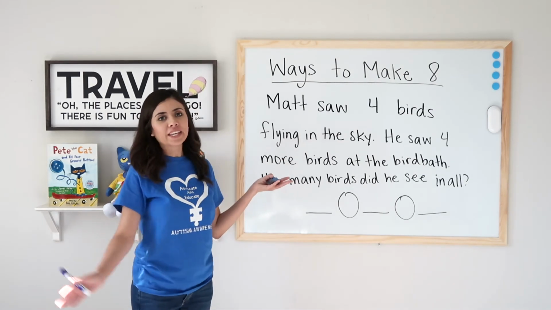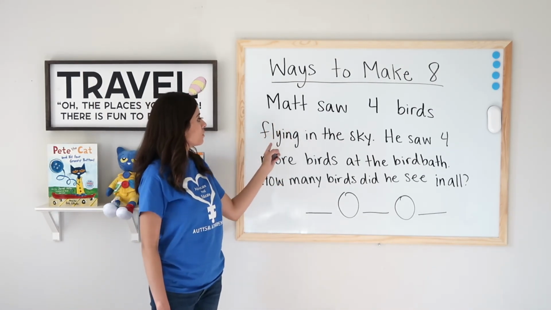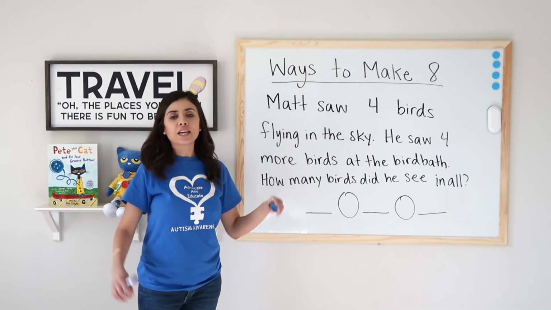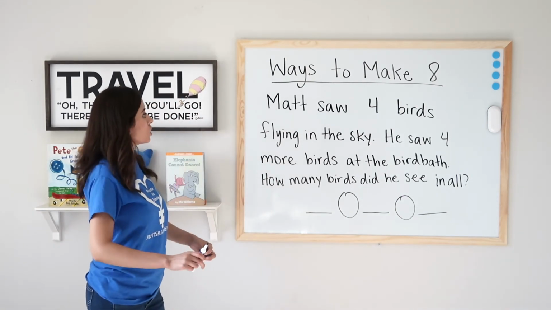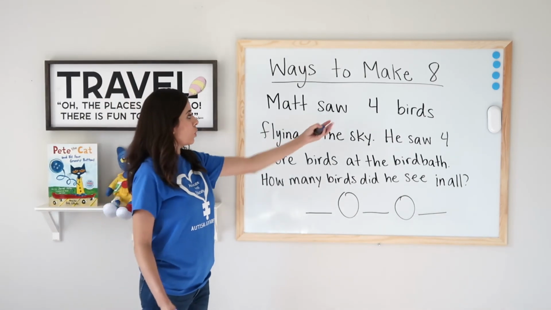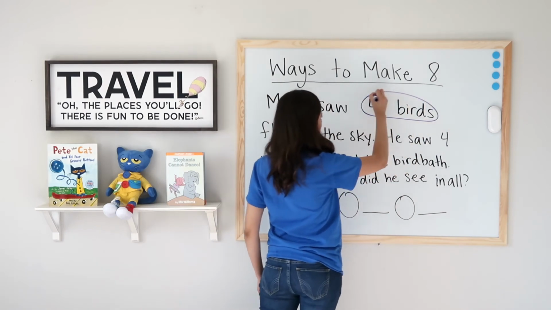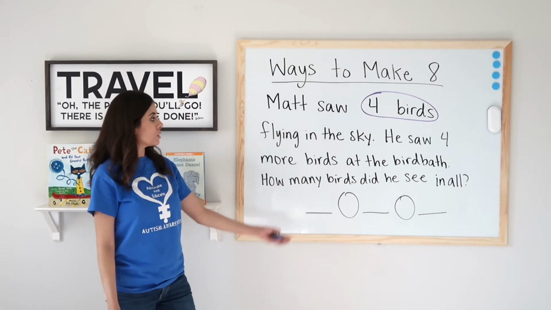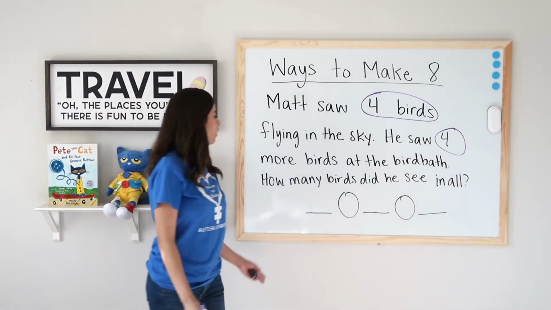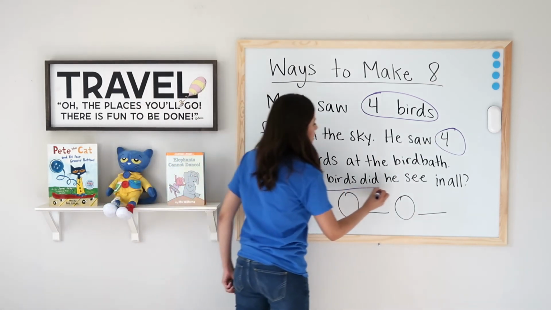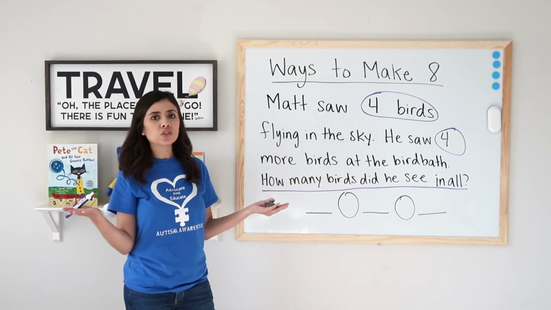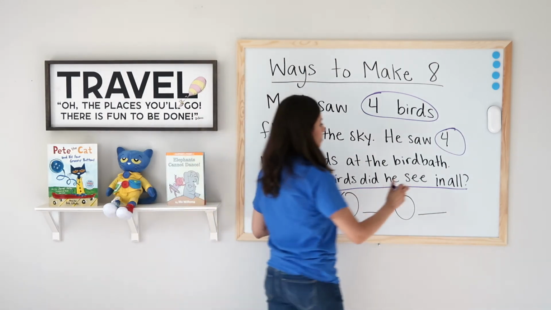Ready for our last problem? It says, Matt saw 4 birds flying in the sky. He saw 4 more birds at the bird bath. How many birds did he see in all? I want to start by circling what I already know. I know that how many birds were flying in the sky? 4. Good. Let's circle 4. He saw how many birds in the bird bath? 4. Now I want to know how many birds did he see in all? And I learned already that in all means to add. Awesome. Add.